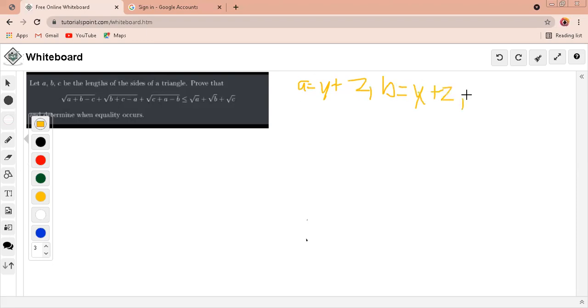x plus z, c equals x plus y. Now let's substitute the values over here. So a plus b, that means a plus b minus c. So we will be left with a plus b, that is 2 times z, and the rest all will cancel themselves.